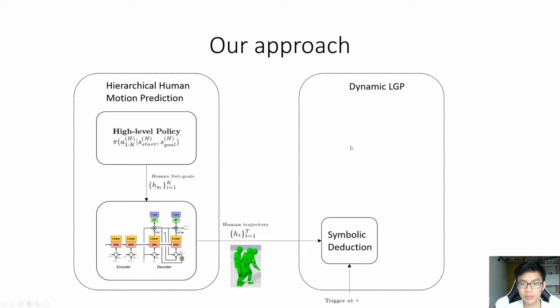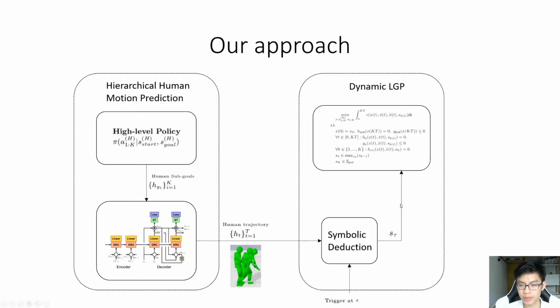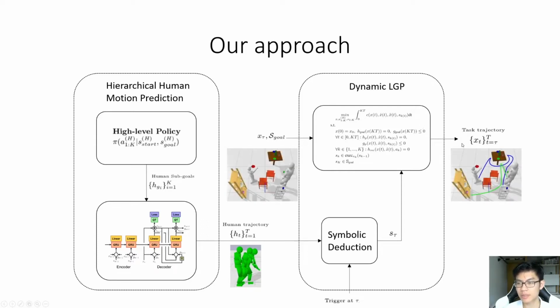Our second component is the robot trajectory. At the triggered blending at time t, the symbolic deduction model will take in the human state and then produce the current symbolic state st, and together with the current geometric state of the environment and the goal, the nonlinear program here will optimize for the task trajectory. So the robot has to follow the task trajectory in order to complete the task while minimizing the interference with the human.